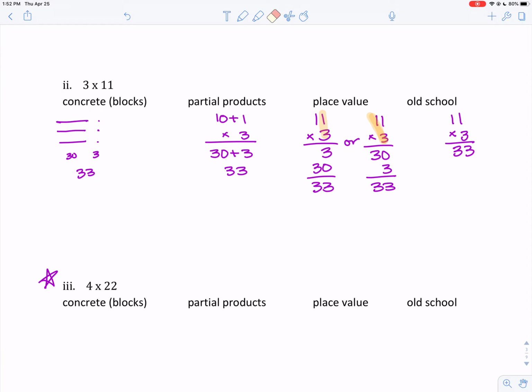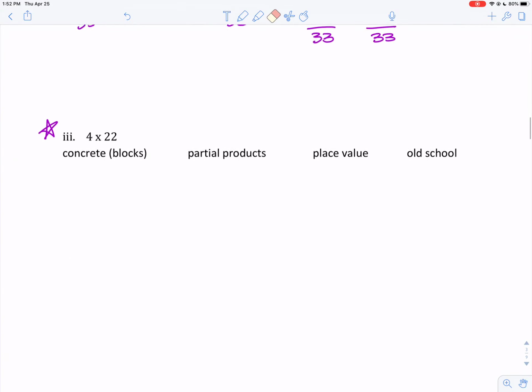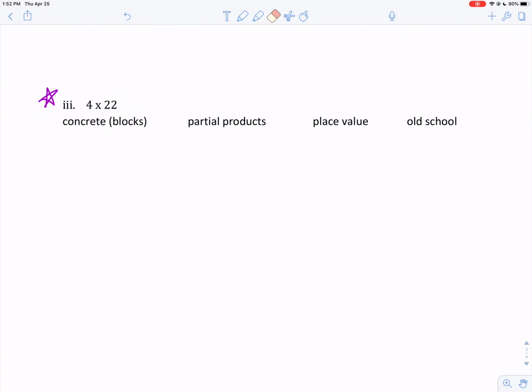And then, of course, we have old school. 3 times 1 is 3. 3 times 10 is 30. So I'd like for you to complete 4 times 22 and complete that chart.